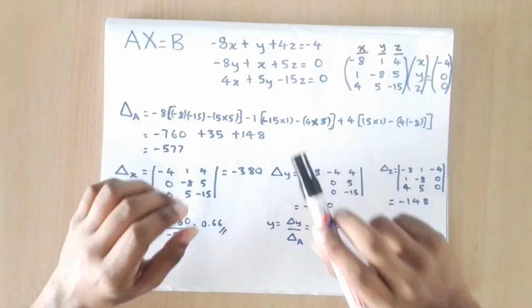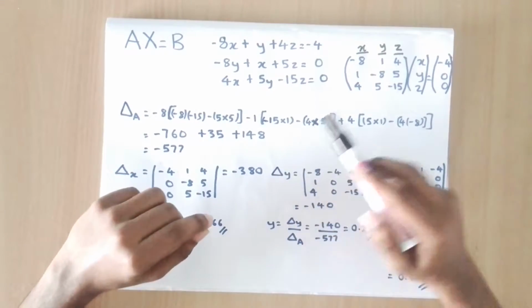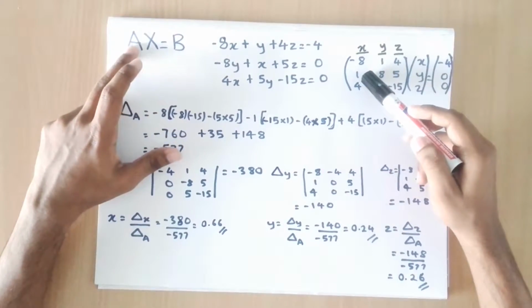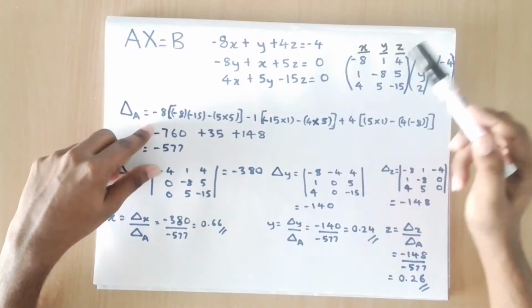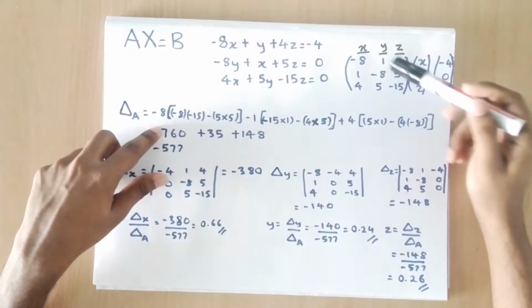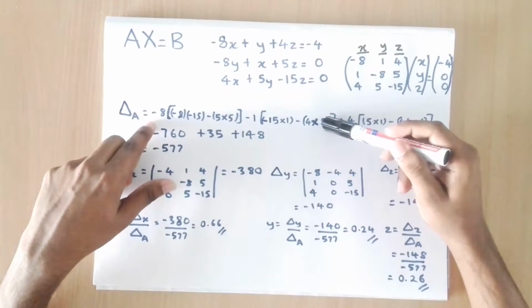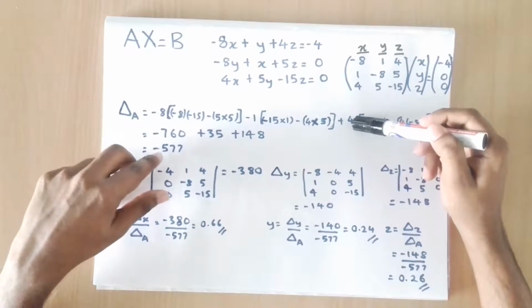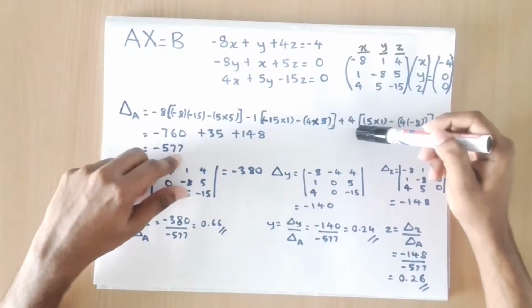The next step is to find the determinant of the matrix A. So that would be delta A equals, we know how to find the determinant of a 3 by 3 matrix. So finally we get the answer negative 577.